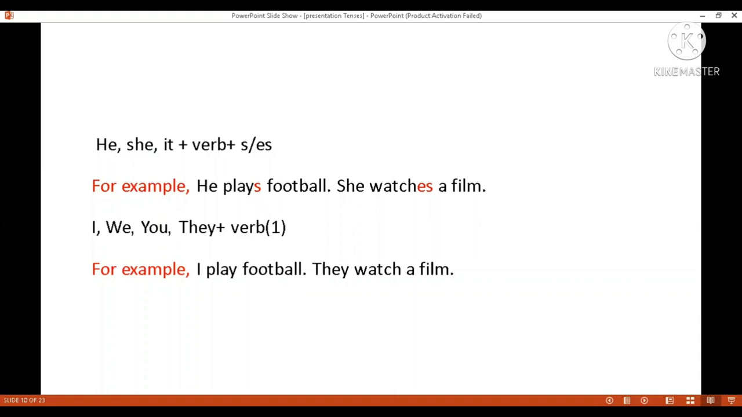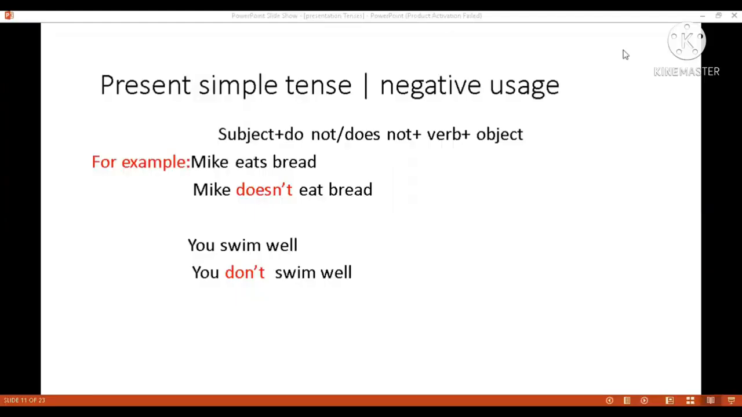Simply, we put only the verb. For example, I play football. They watch a film. That's it. Okay. Let's move on. Let's talk about a possible negative usage for the present simple tense with Mrs. Huria. The structure is subject plus do not or does not plus verb plus object.